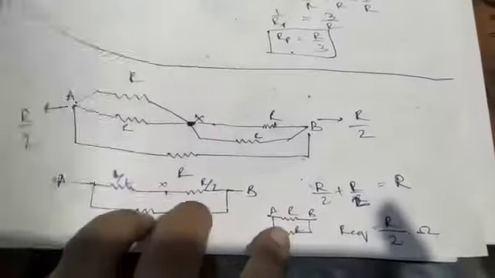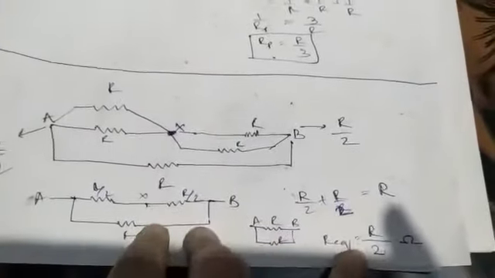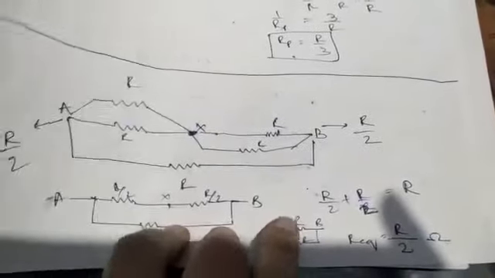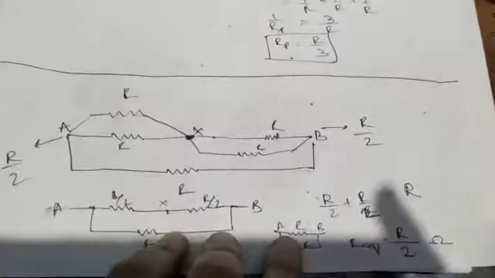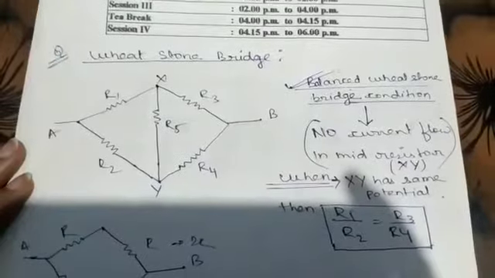These two are in parallel. So R EQ equals R by 2. Otherwise you can use 1 by R and add them, but directly we can do that when two resistances are in parallel, the result is R by 2.